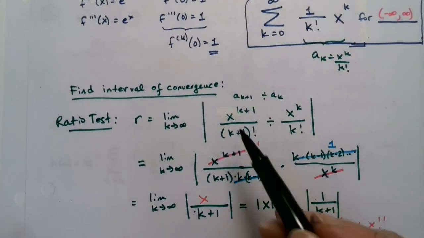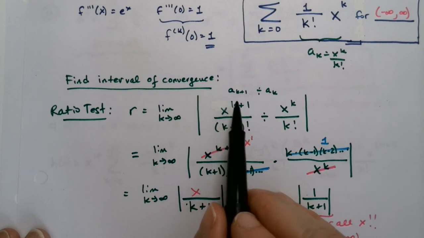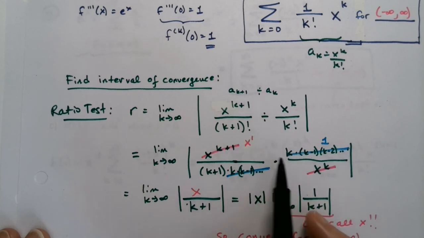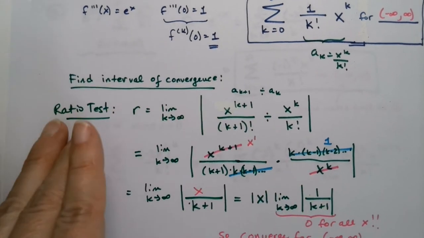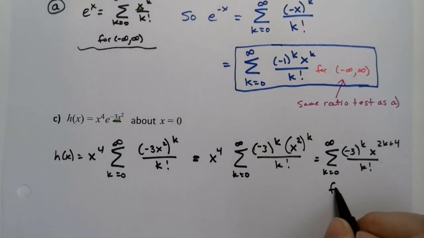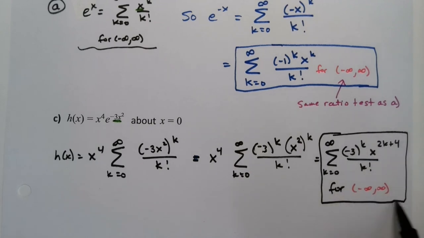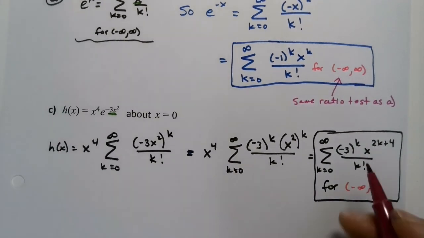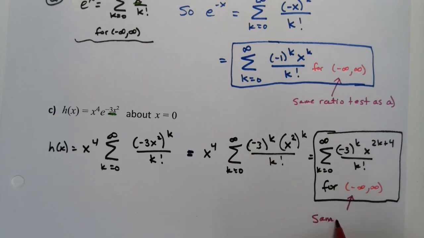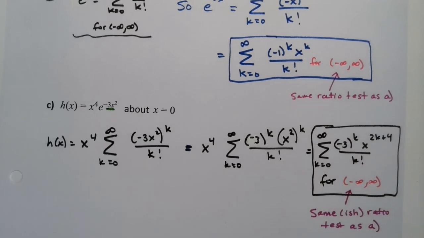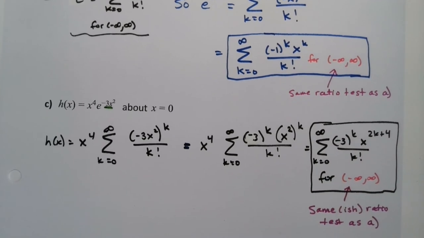Because if you think about what would happen here, it'd be some modification of this. So, x to the 2k plus 5 and then 2k plus 4, and then they divide. So it wouldn't make any difference. The ratio test would work out to be the same, so it'd be for negative infinity to infinity again, because the modifications we're doing are not really changing the ratio test. So it's the same-ish ratio test as part A. It's not exactly the same, but they're very, very close.